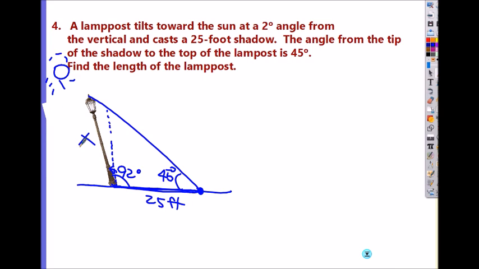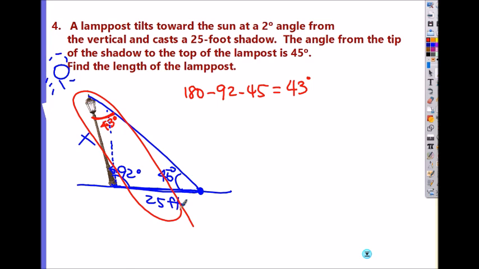So here, can we use law of sine? Do you have a matching side and angle? Can we use SOHCAHTOA? But this is side angle, side angle. Yeah, we can find the last angle by subtracting from 180 the other two angles. So you get 43. So this is 43. Then we have a matching side and angle, right? Then can we use the law of sine?